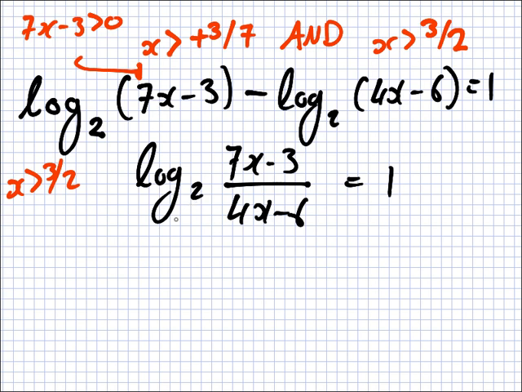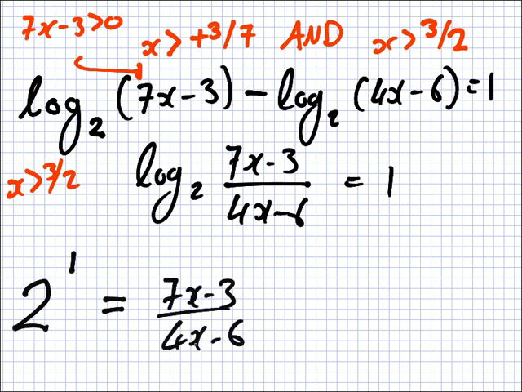Oh come on guys. 2 to the power of 1 should equal 7x minus 3 over 4x minus 6. That's what this means. Remember the definition of log? It's saying 2 to what power gives me this? The answer is 1. 2 to the power of 1 gives me this. Yeah? I hope so.